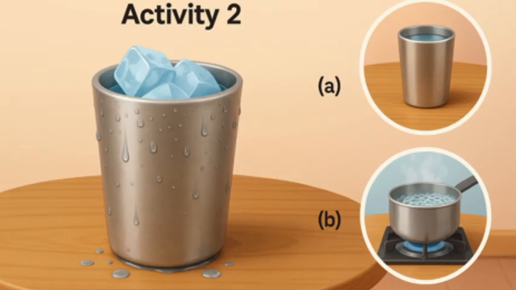Activity 2. Take a steel glass. Put some ice cubes in it. Observe the small water droplets forming on the glass. A. Where do these water droplets come from? B. What happens to the ice cubes after they are left in the glass for some time? C. If we heat water, what will happen to it?